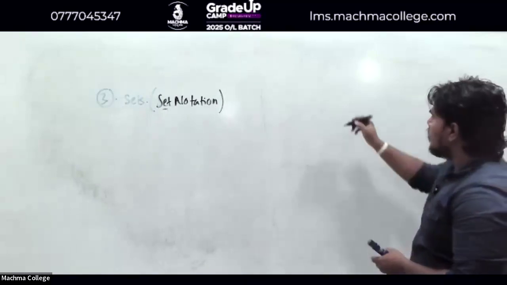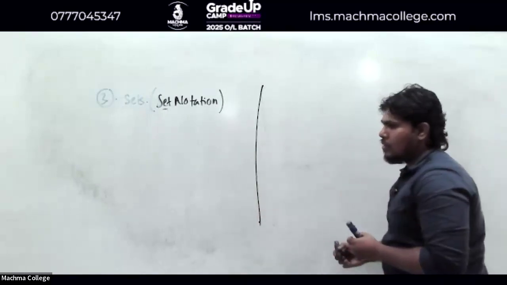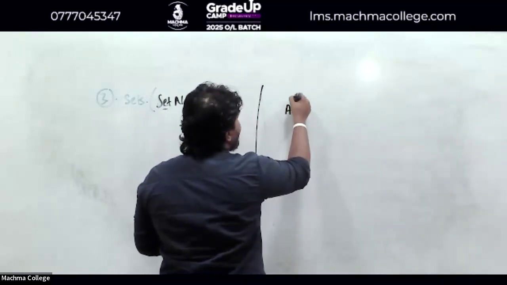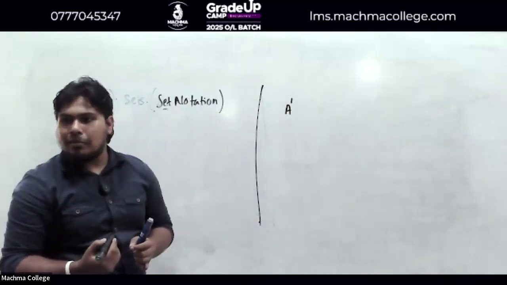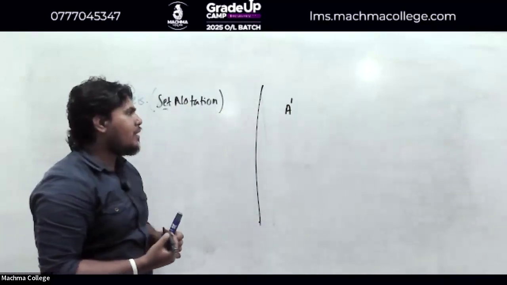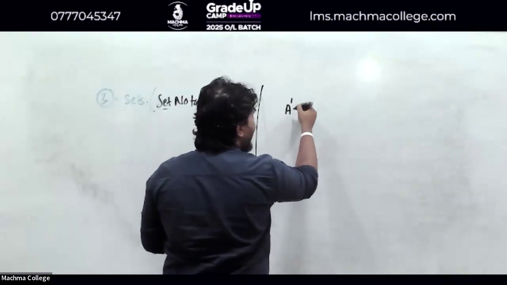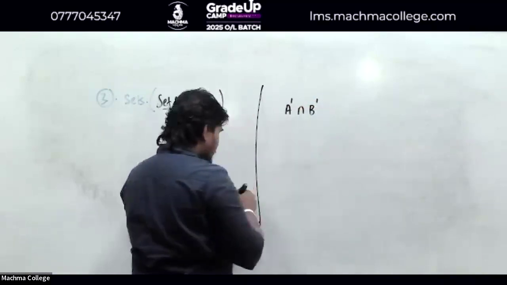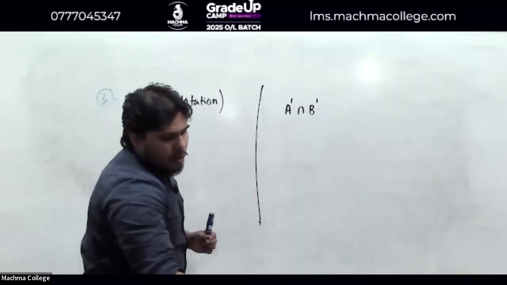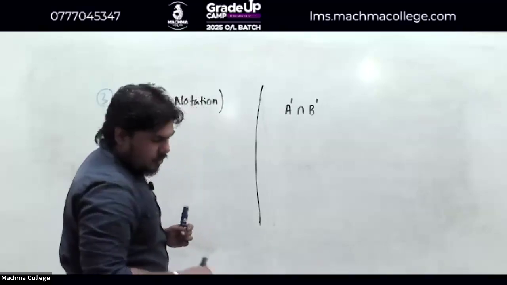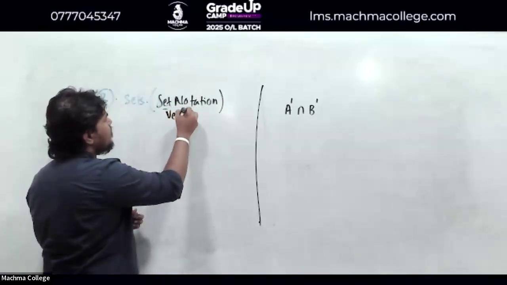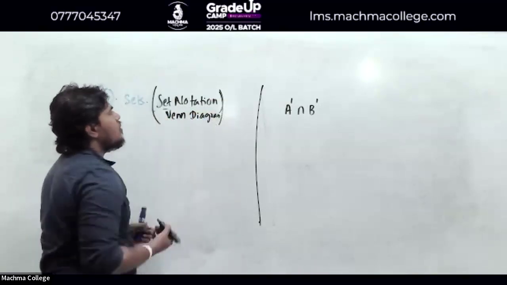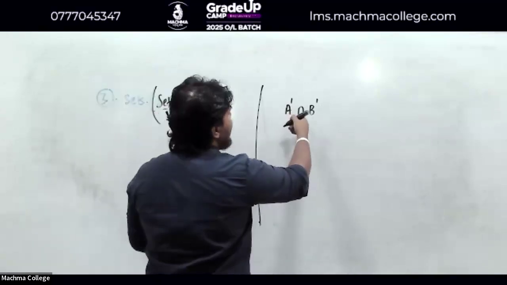Listen. They have given A dash. You read it as dash or complement? Complement. The proper way of reading is that, complement. A complement, intersection B complement. They want us to shade that region. Venn diagram also. They want us to shade this region.